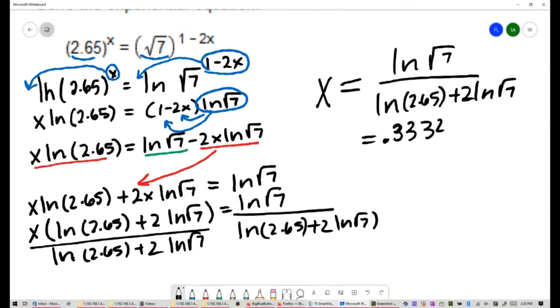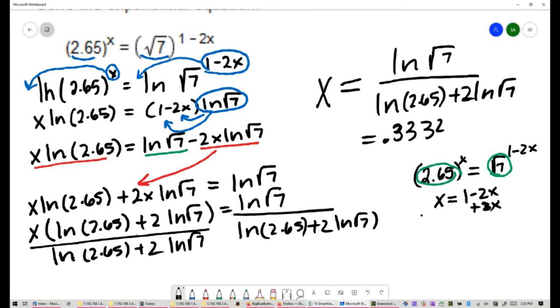Okay, so if you'll recall, I'm just going to do one more thing on this problem. I mentioned that if we just need an approximation, we could make the bases the same. So I just want to quickly show you that approach. 2.65 to the x equals square root of 7 to the 1 minus 2x. So if we're assuming that these bases are the same, we can say that the exponents are equal to each other. x equals 1 minus 2x. We would add 2x to both sides and get 3x equals 1. Divide by 3 and we get x equals 1/3.